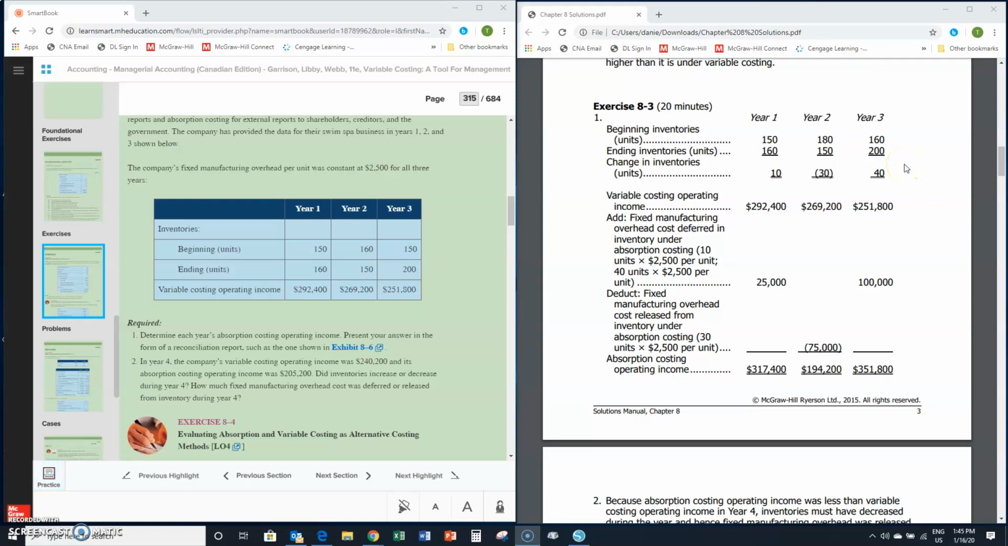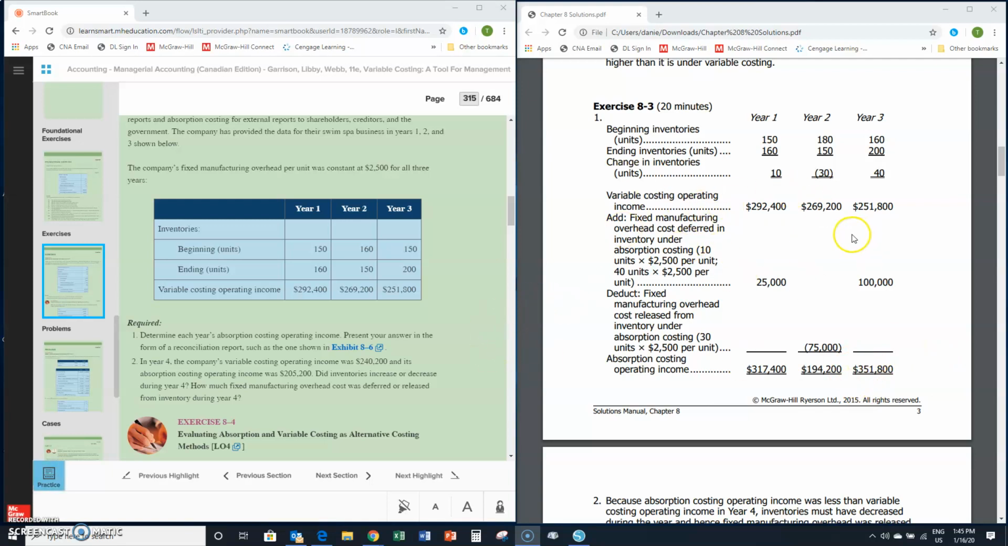Then in year 3, ignoring the difference in numbers, inventory started off at 160 and ended at 200. So our inventory increased again. Because it increased, we add, because those costs are being deferred to a future period. The number of units, 40 units, times the cost per unit, $2,500, gives us $100,000. We add that to our variable costing income to get our absorption costing operating income.